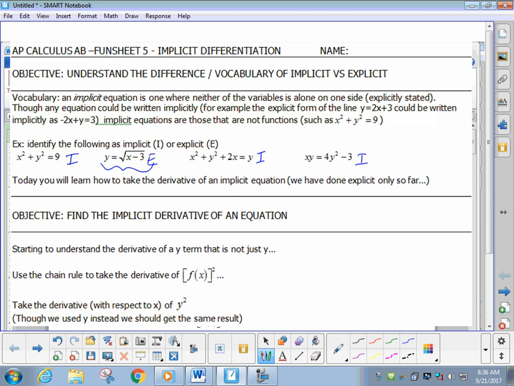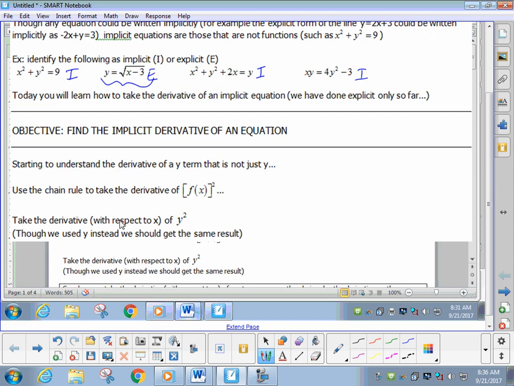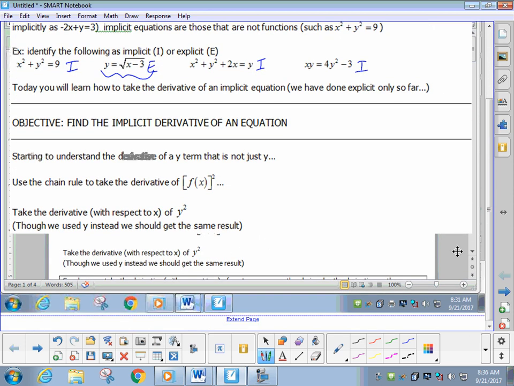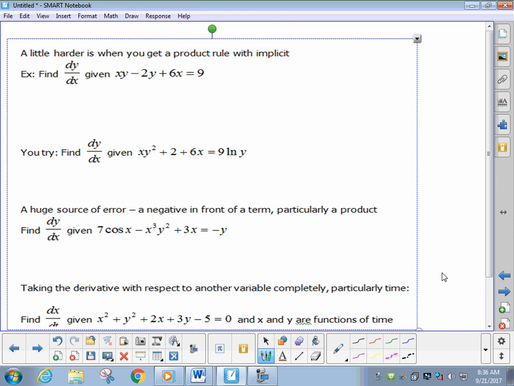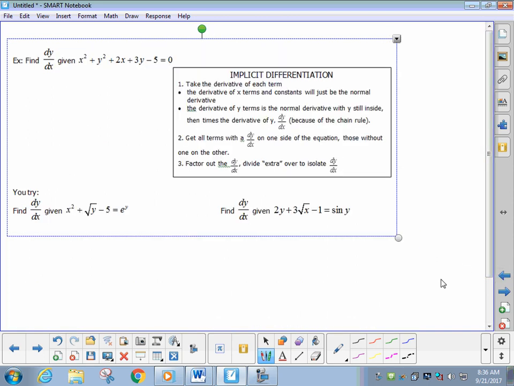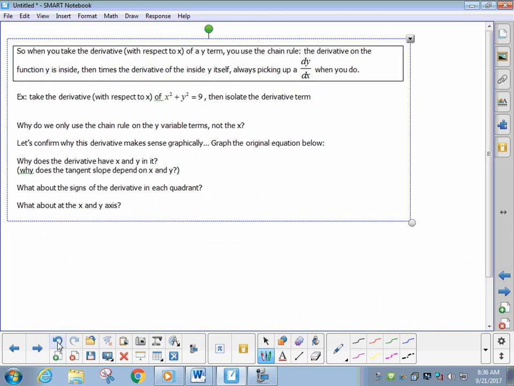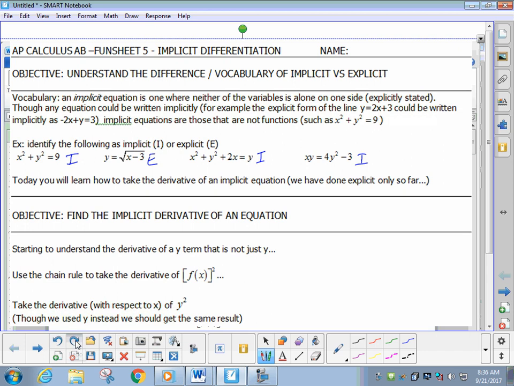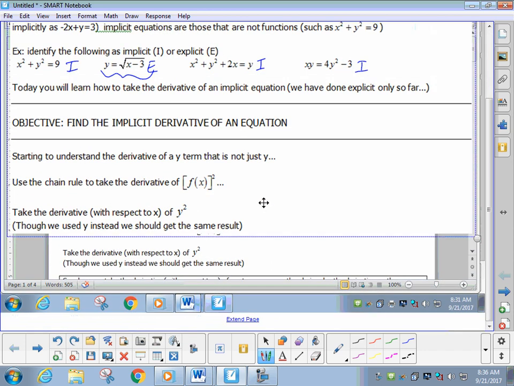Now then, let's do it the proper way, which is to say, what the heck is this thing? Oh, shucks, that's not what I intended to do. Oh, wait, undo. All right. I don't know what this bottom thing is. It's ugly. Starting to understand the derivative of a y term that's not just y: use the chain rule. This is why I can't understand why Saxon does this before the chain rule, because you can't do implicit differentiation without the chain rule.